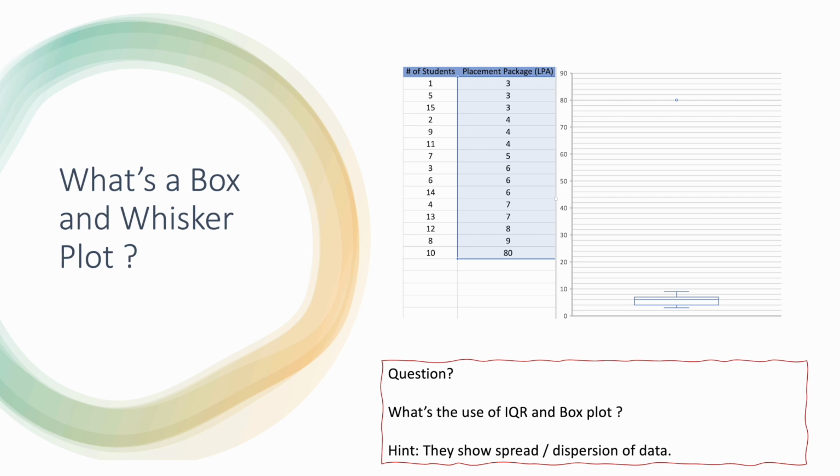We are going to discuss more about outlier detection in the next video. But just to summarize what a box and whisker plot is: you have the maximum value, the minimum value, the outlier, the third quartile, median, and the first quartile. With this, you can get an idea of how spread out the data is. Now, the question was, I think I have already given the answer, but what's the use of the IQR and the box plot? One thing is for sure, they show the spread and dispersion of the data. That's fine. But they are also used in outlier detection, which we are going to discuss in the next video.